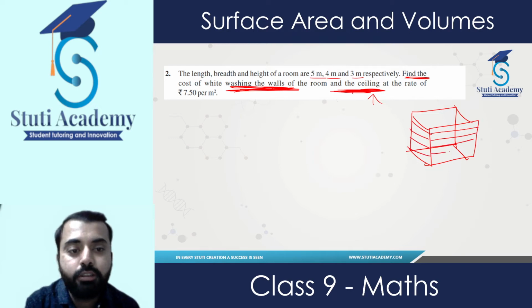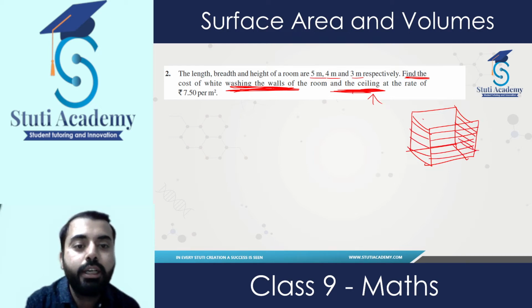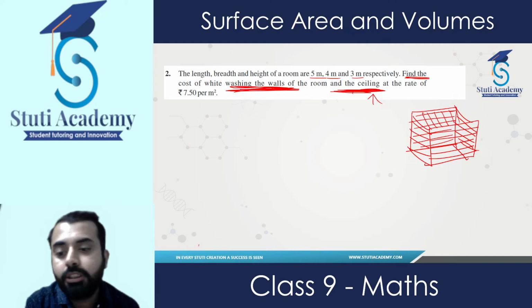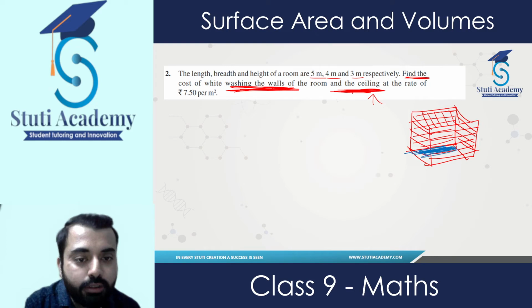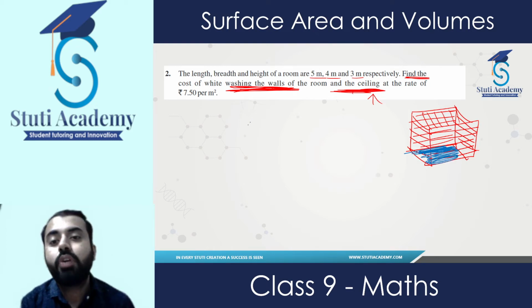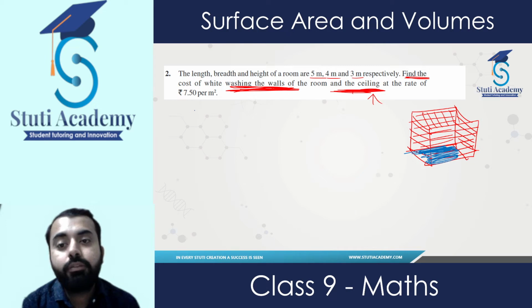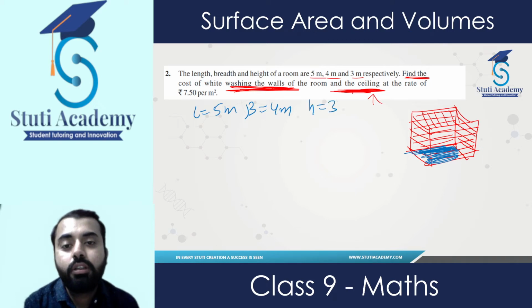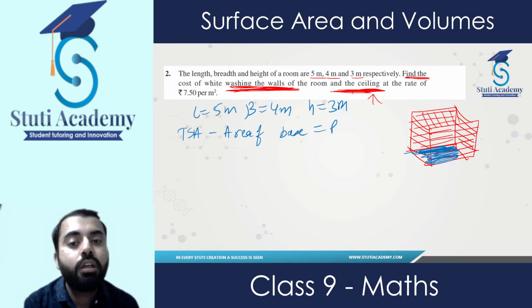I have to paint this, that, and I have to paint that one and this one. But I don't have to paint this one. This one is excluded. I don't need that piece. What I can do here is, my length is 5 meter, my width is 4 meter, and my height is 3 meter. I don't have to paint that bottom face, so I can do this: total surface area minus area of base is my required area, right?